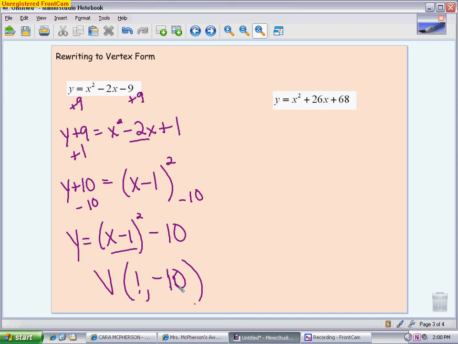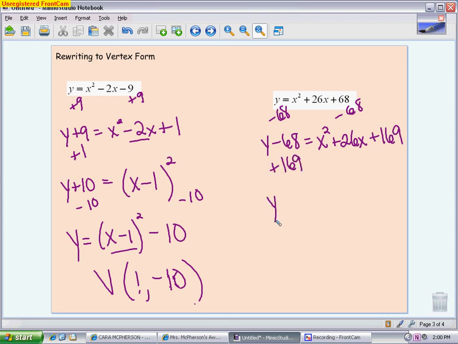One more here in kind of the basic of going to vertex form. I'm going to move the 68. So I have y minus 68 equals x squared plus 26x. I need to complete the square, so I take half of 26, which is 13, and then square that number. 13 squared is 169. If I add 169 on one side, I've got to add it on the other.